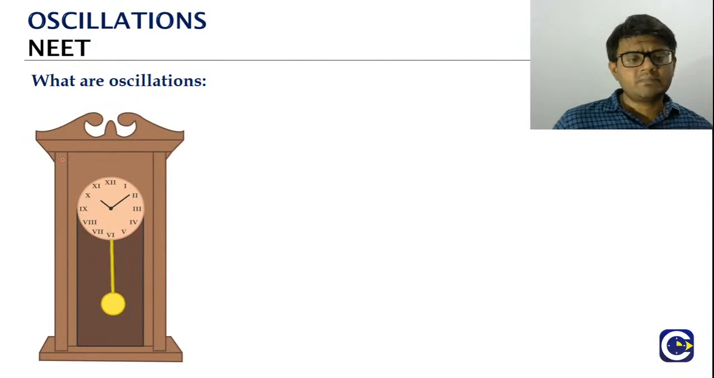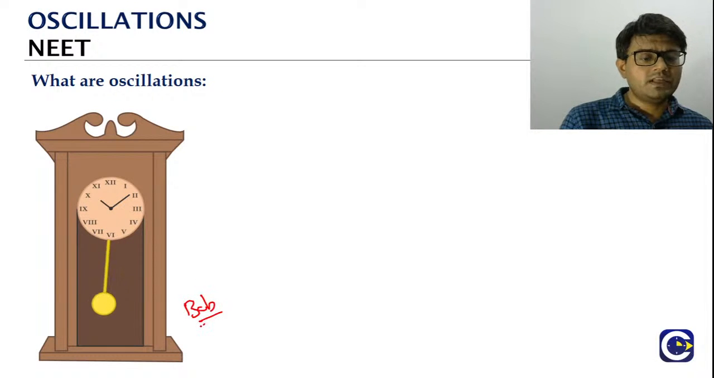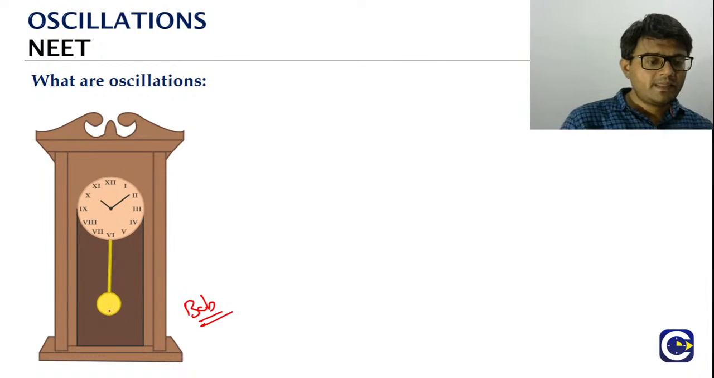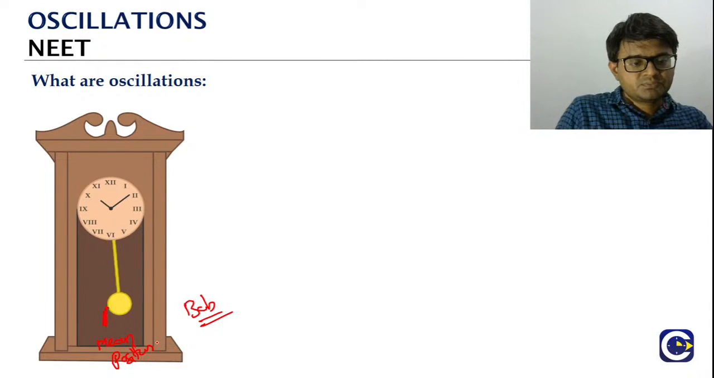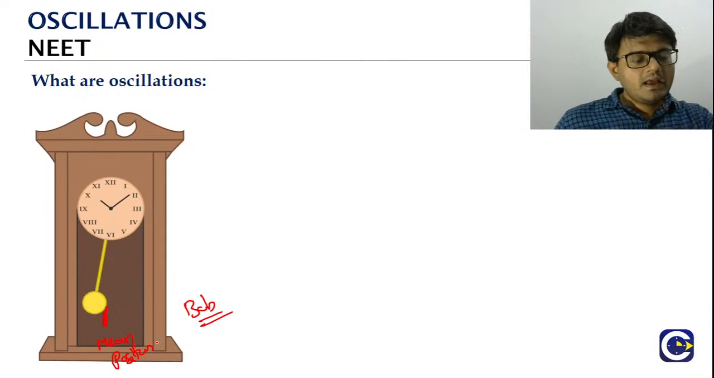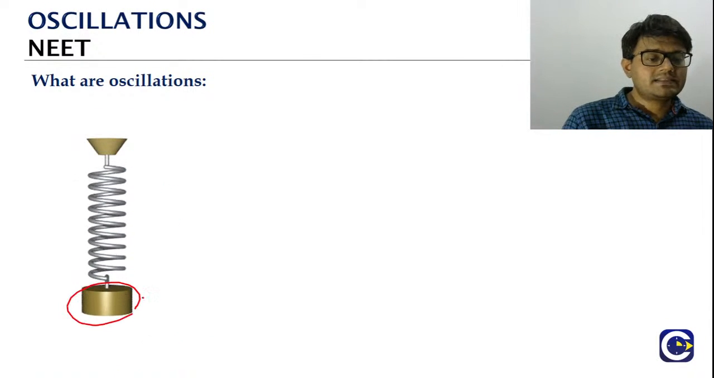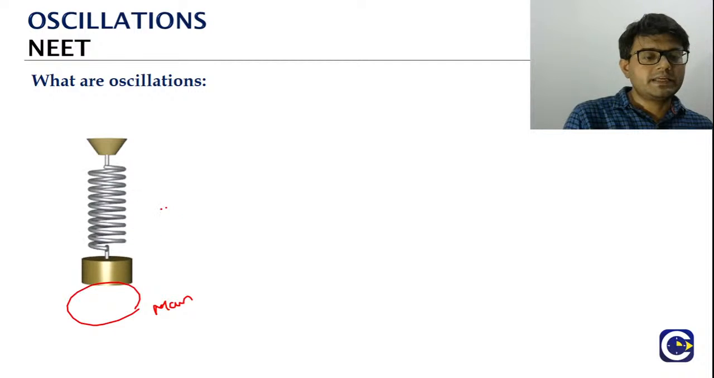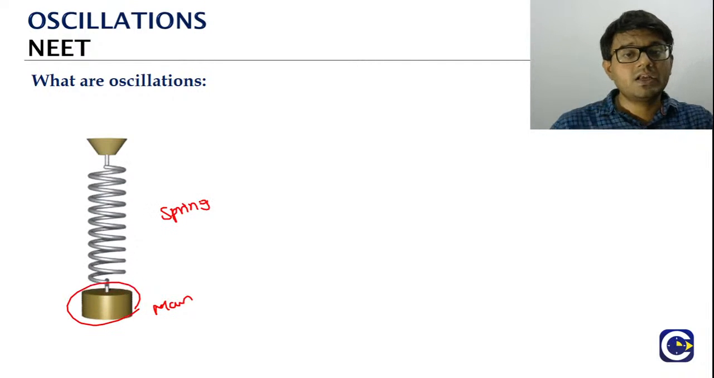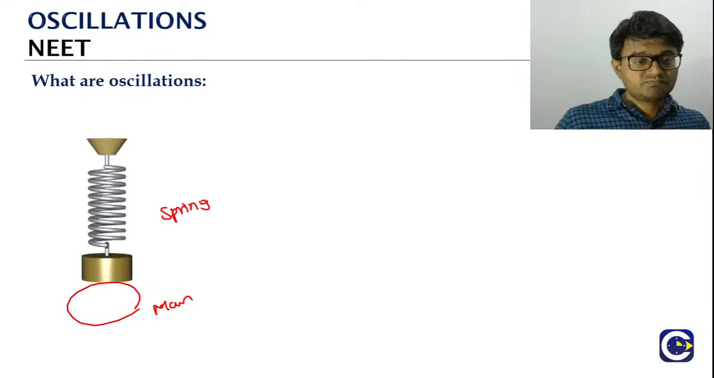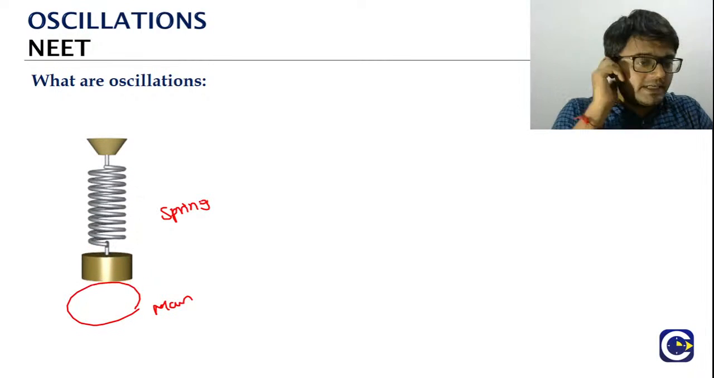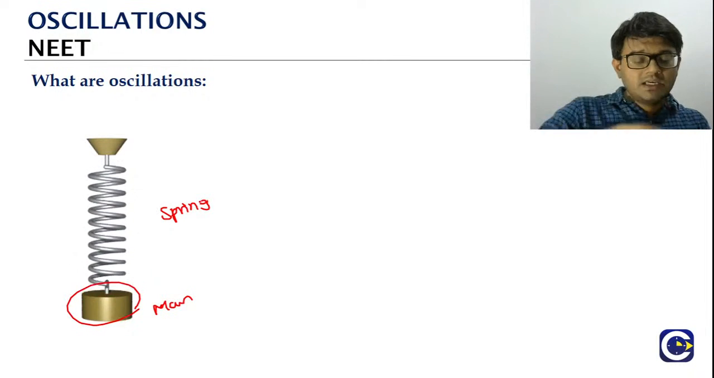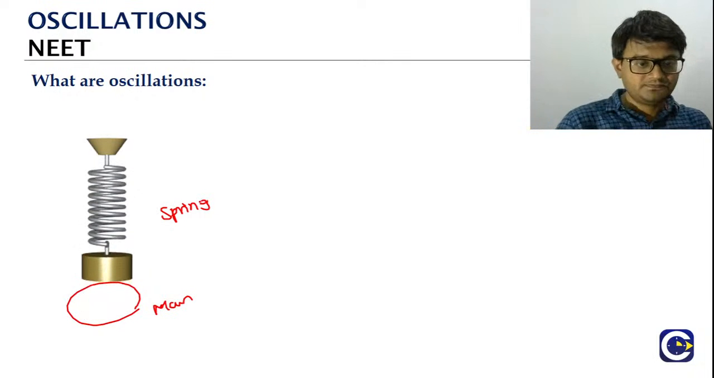One very common example is the pendulum bob that we see in clocks. This is the mean position. It has a to and fro motion, back and forth, with respect to this mean position. And if you have a mass attached to a spring, generally we call it a spring mass system. If we pull the mass down or push it up and release it, what is going to happen? The mass is going to have an up and down motion.